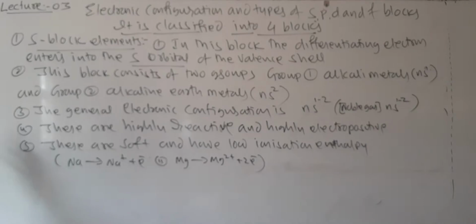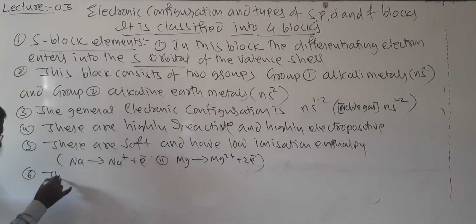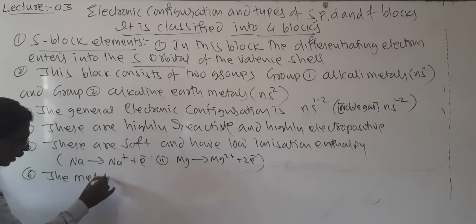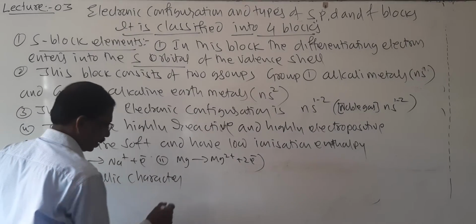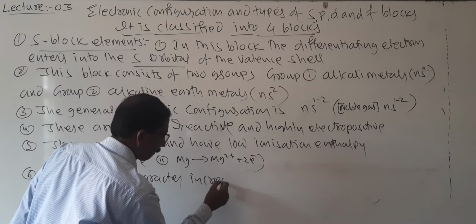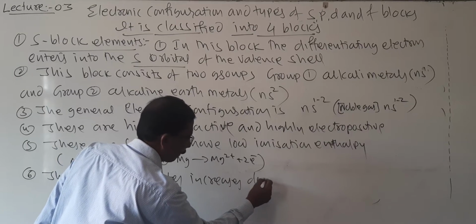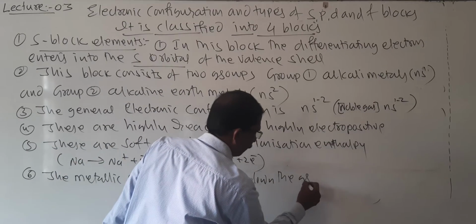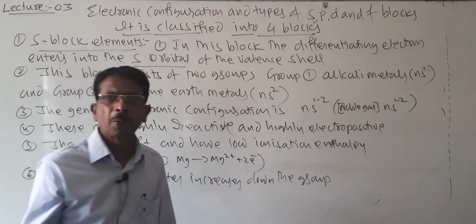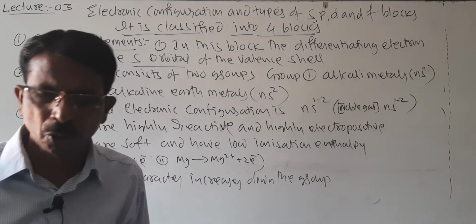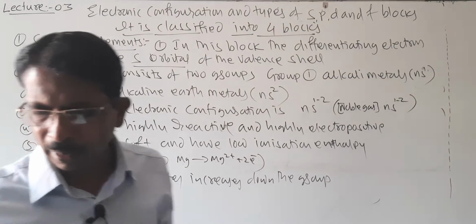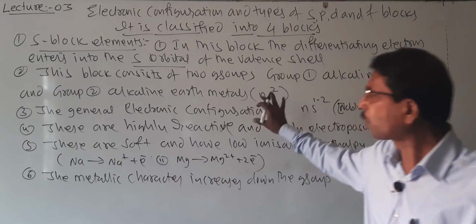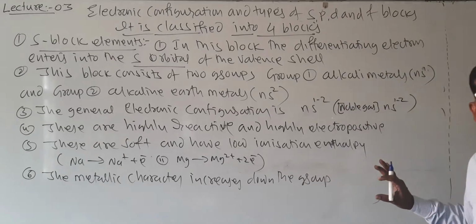So last one, the metallic character increases down the group. So as you move from top to bottom, the metallic character goes on increasing. So the metallic character and reactivity increases from top to bottom. This is about S block.